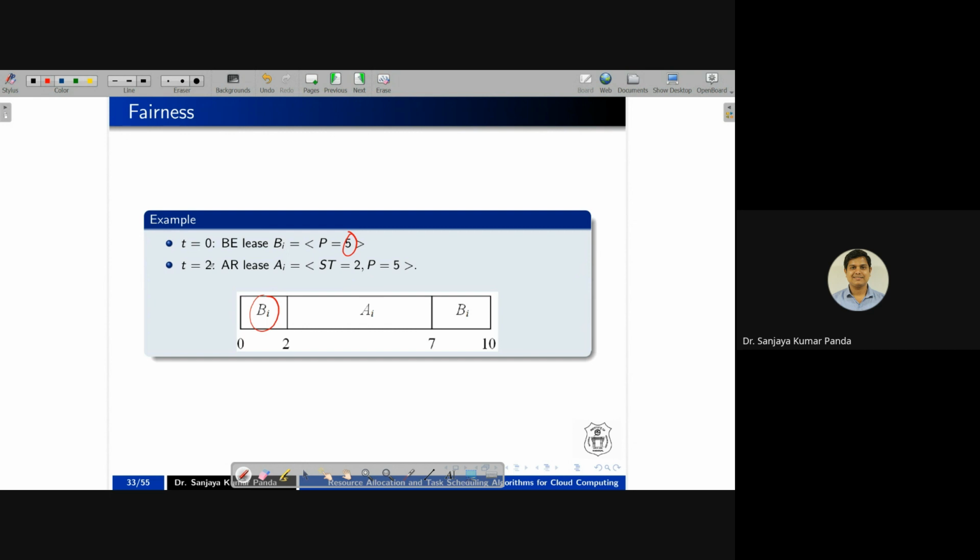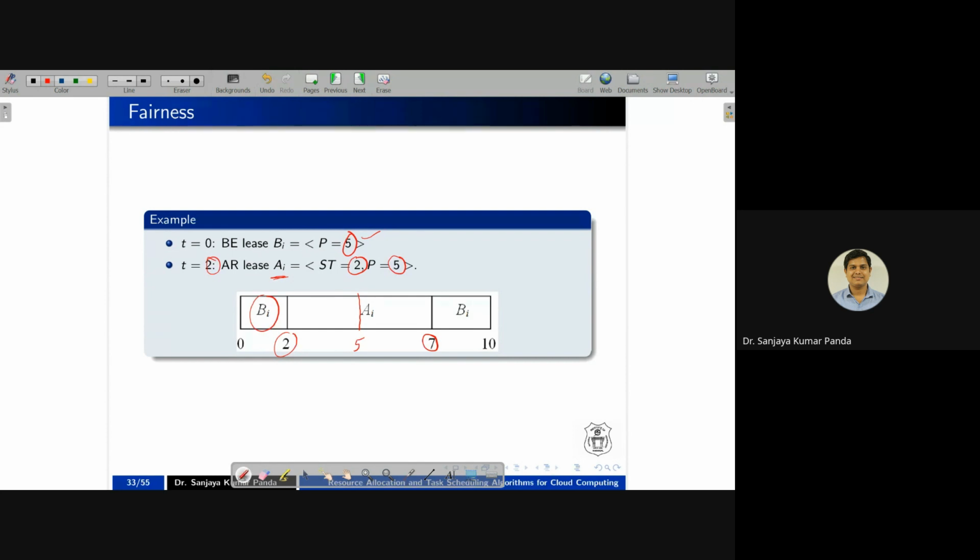At t equal to 2, an AR lease arrives at the system asking for a duration of 5 from 2. This best effort lease is asking for 5, so it is scheduled up to 5. But as AR has more priority, this best effort lease is preempted. So what happened? The best effort lease is preempted and the AR lease starts its execution. The AR lease has started at 2, continued for 5 units of time, and completed at 7.